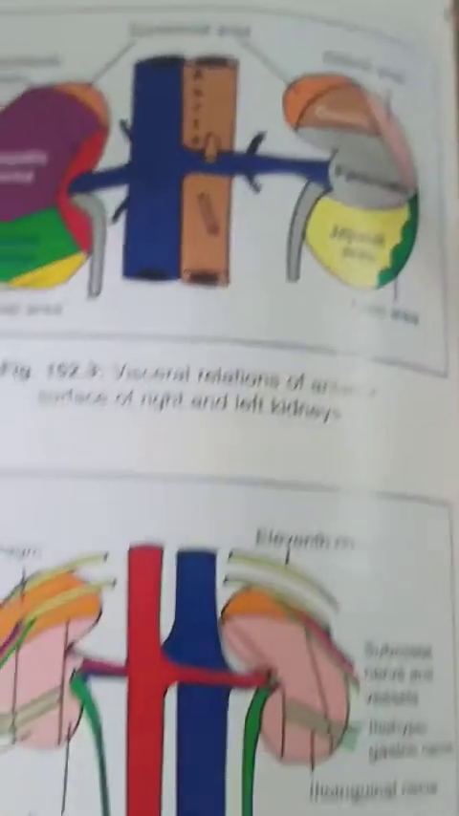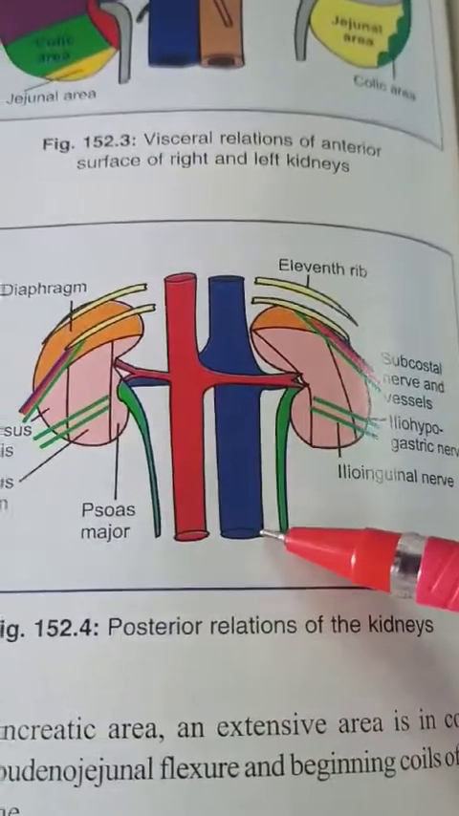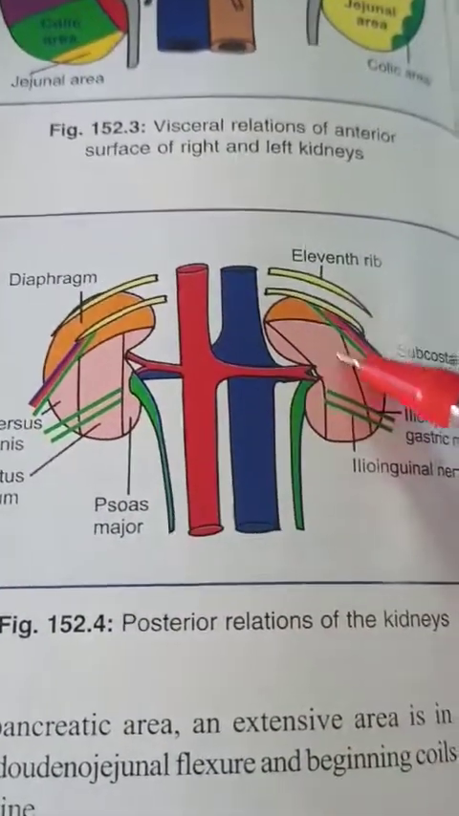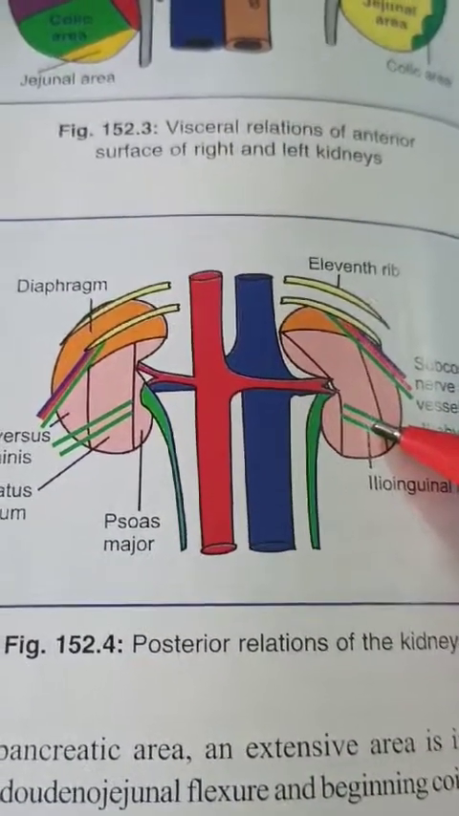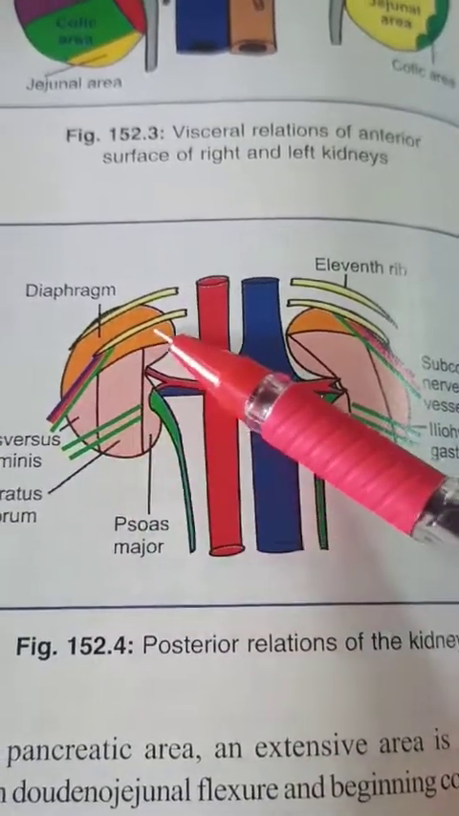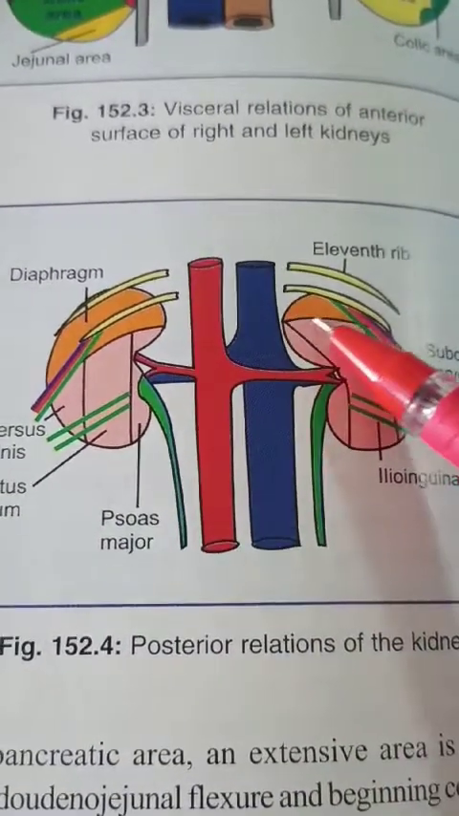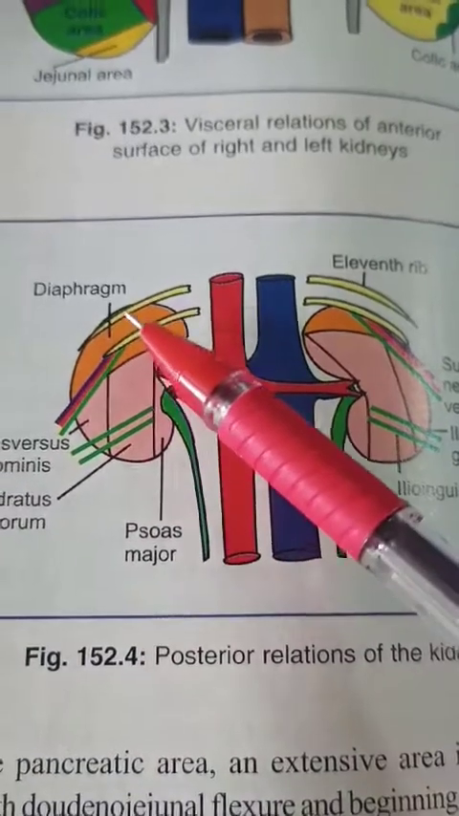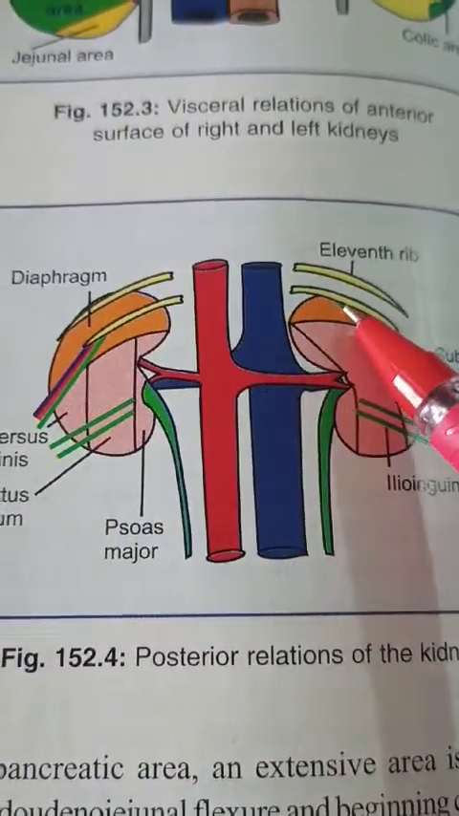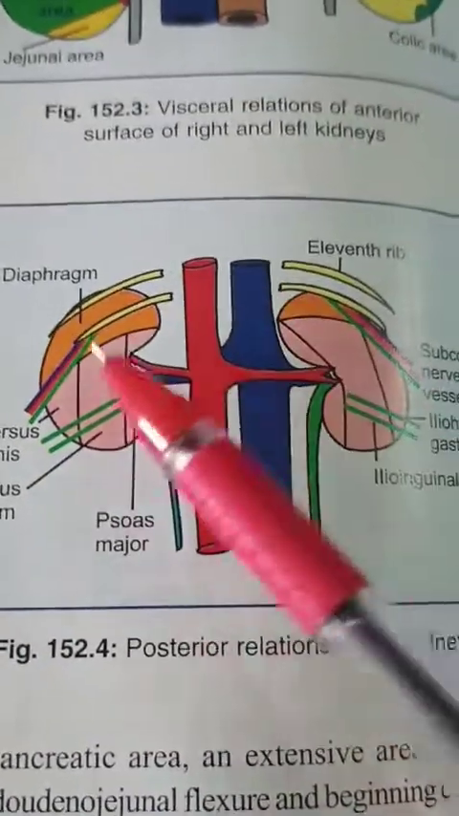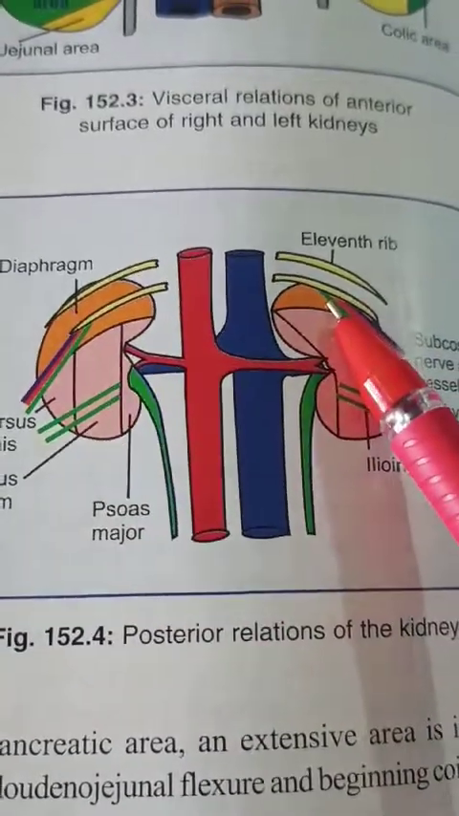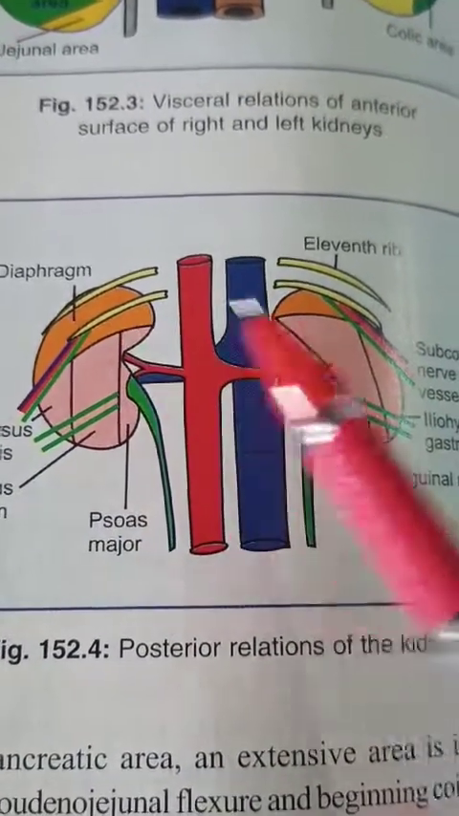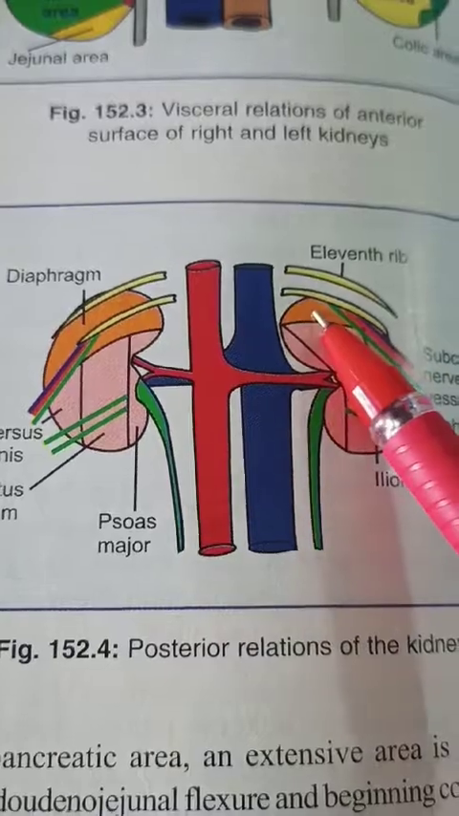Then coming to the posterior relations, this is the posterior surface of the kidney. Posteriorly, the upper half portion is related to the diaphragm, this orange color region. It is related to the diaphragm on either side, both right and left. So the posterior relation is common. On the right and left side, the upper part is related to the diaphragm.